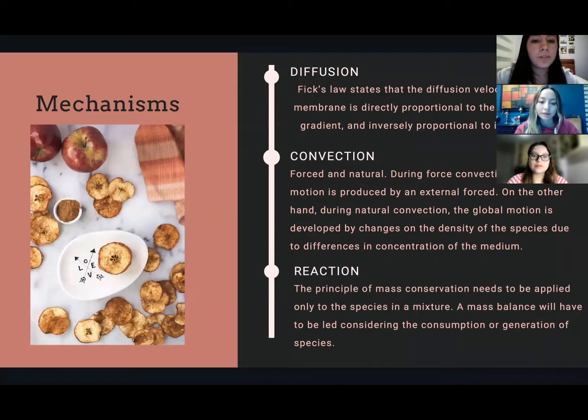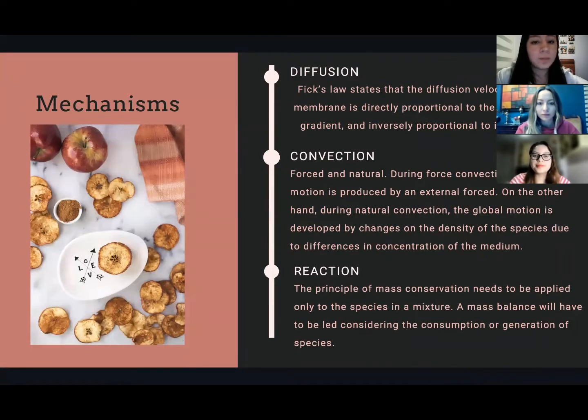Now, in the case of reaction, the principle of mass conservation needs to be applied only to the species in a mixture. So a mass balance will have to be made considering the consumption or generation of the species. Moreover, to quantify this term, it is necessary to use kinetics, and this is reported in terms of RA, which means the net rate of generation in moles per unit time and per unit volume. Now, considering both mechanisms and reaction, a concentration profile will be obtained from this.